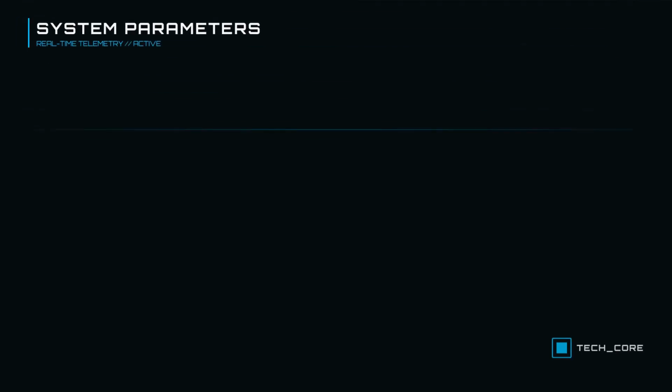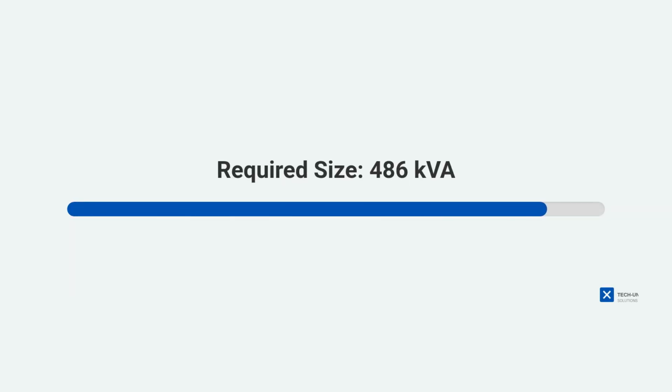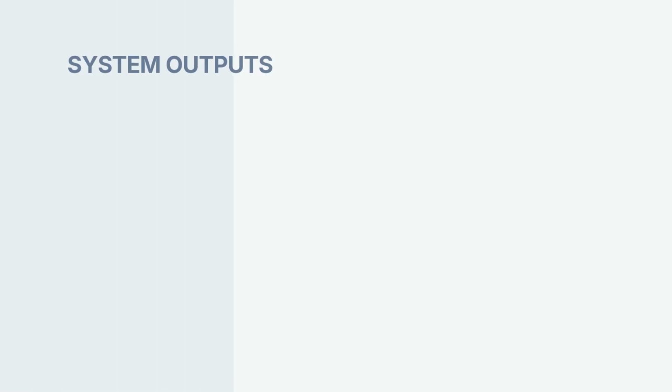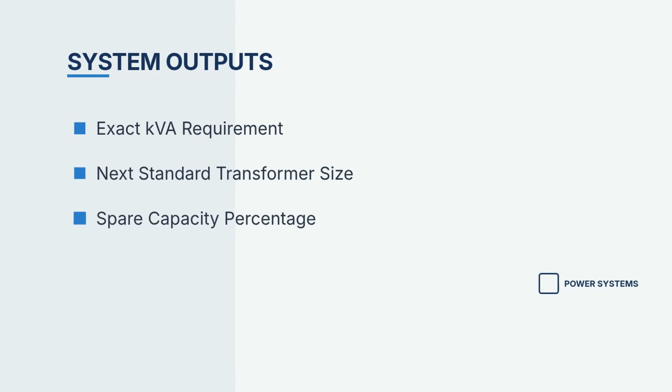Enter 500 kilowatts connected load, 0.7 demand factor, 0.9 power factor, 1.25 growth factor, and 1.0 temperature derating. The calculator instantly computes your required transformer size as 486 kVA, recommending a standard 500 kVA unit with 6% spare capacity. Your outputs include the exact kVA requirement, the next standard transformer size, and the resulting spare capacity percentage.